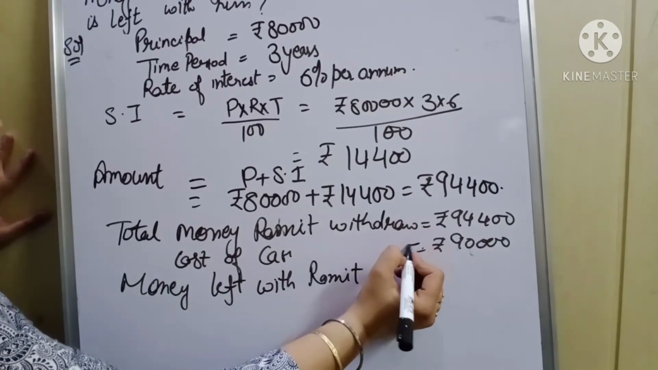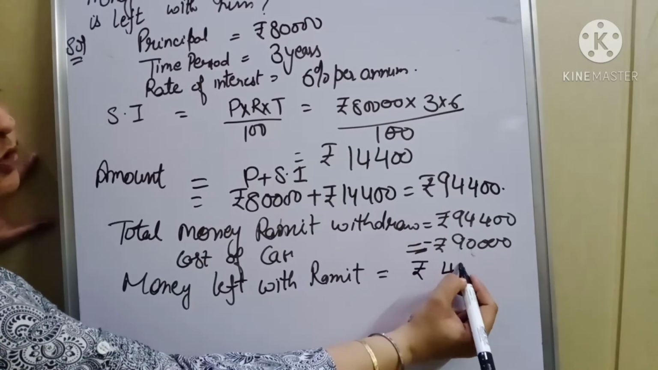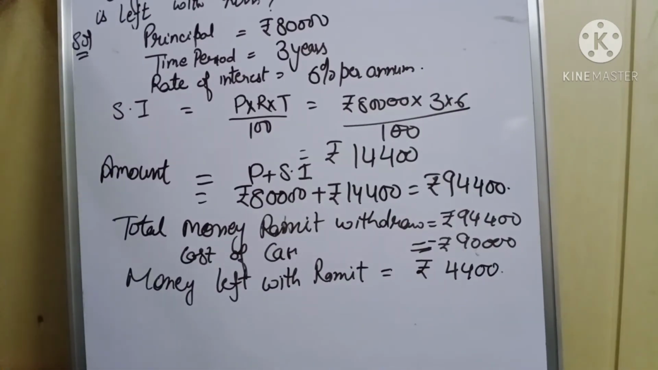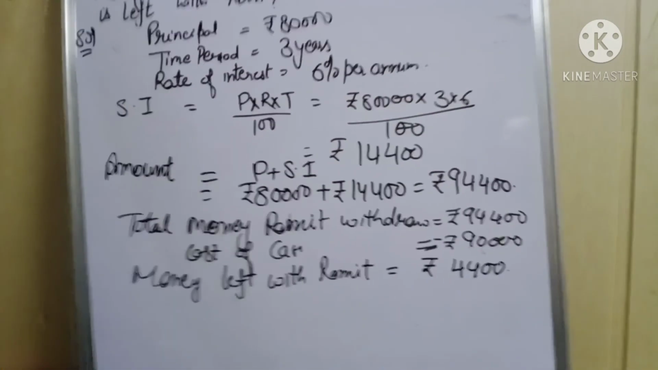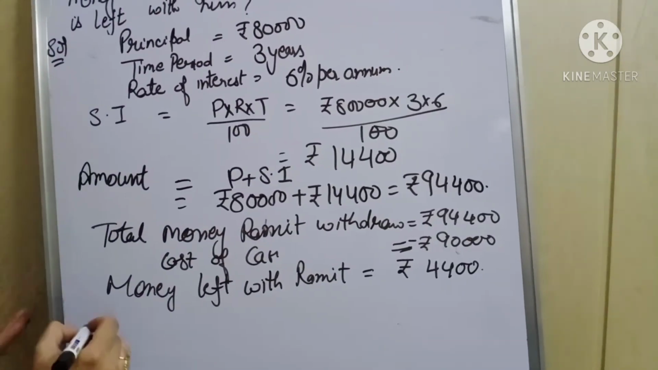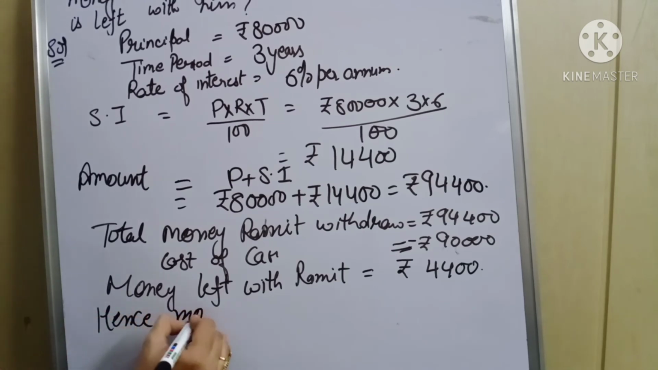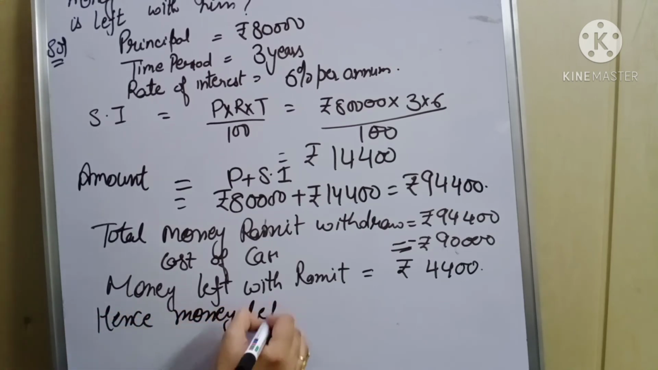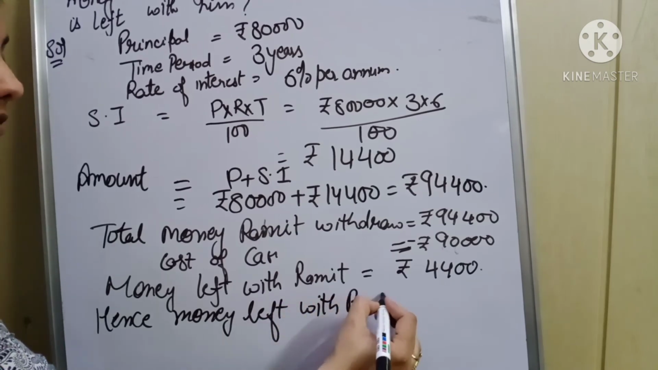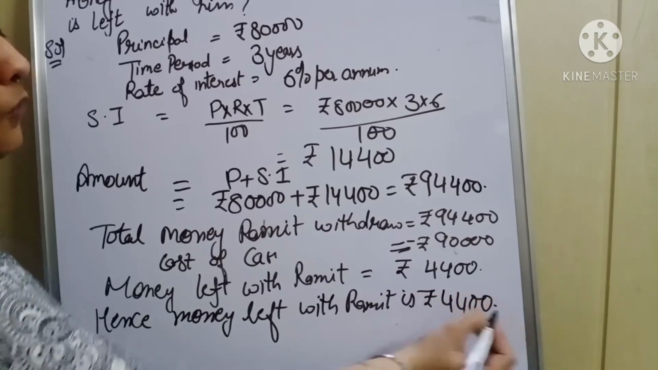How much money is left with him? Money left means subtraction. We must subtract these two. So after subtraction, what are we getting? 4,400. So in the conclusion line, what will you write? Hence, money left with Ramit is rupees 4,400.